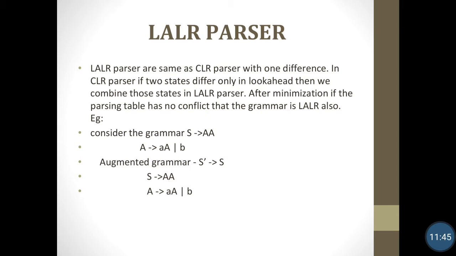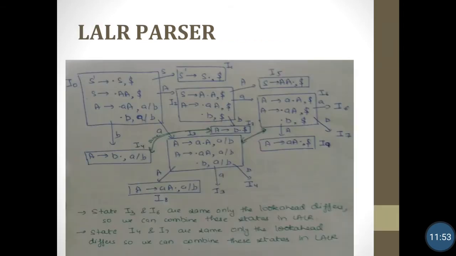Consider this with an example. Consider this grammar and first generate the augmented grammar by adding one new production rule, S dash goes to S. This is our LALR parser. As you can see here, we generated item sets named I0, I1, I2, I3, I4, I5, I6, I7, I8.